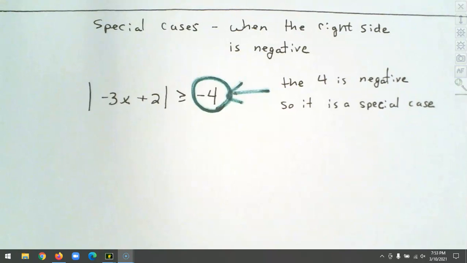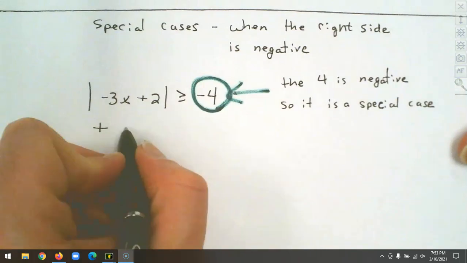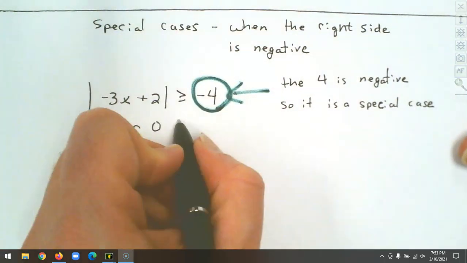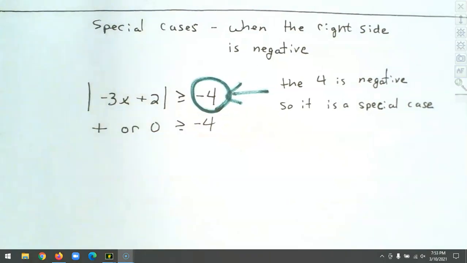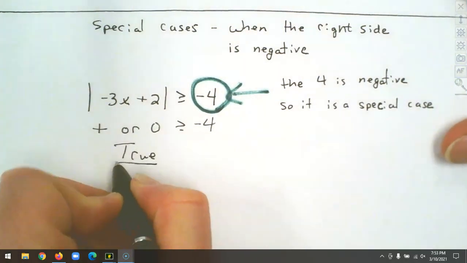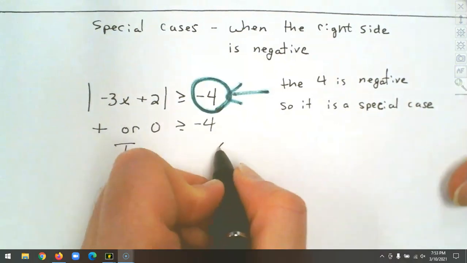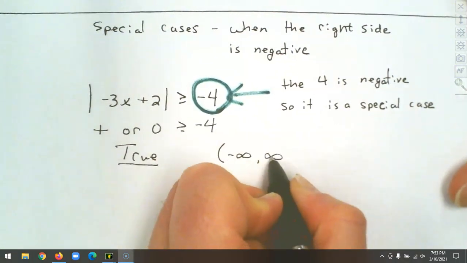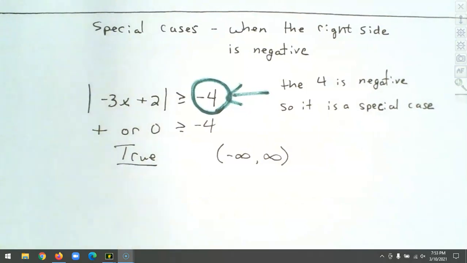Okay, so what we've got is this absolute value. Now, what do we know about absolute values? Well, we know that absolute values always give you out either a positive number or 0. And what do we know about positive numbers or 0? Are they going to be bigger than a -4? Is that true or false? Positive numbers, are they bigger than a -4? Yes, positive numbers are always bigger than a -4. So that would make that then true. So my solution would be negative to positive infinity.